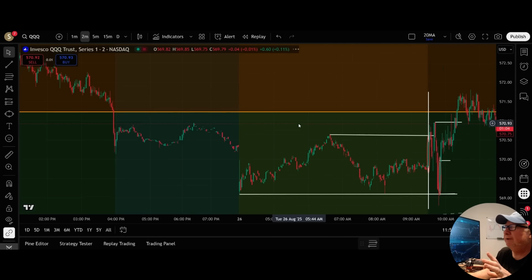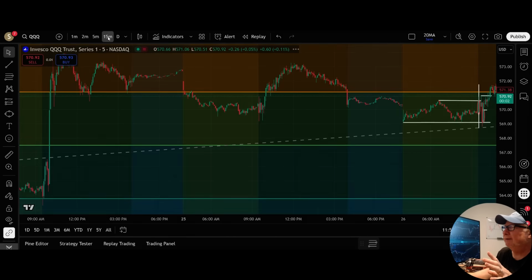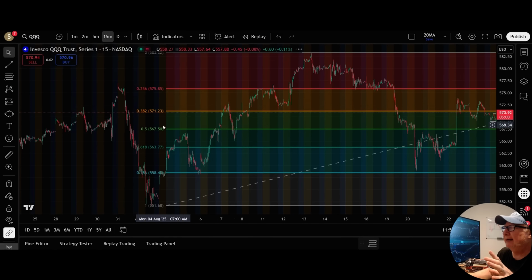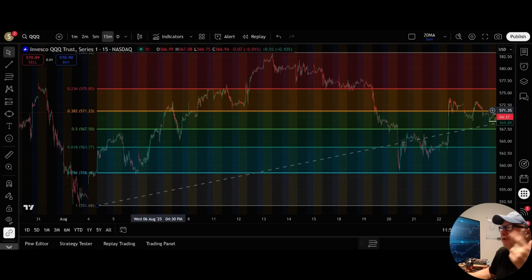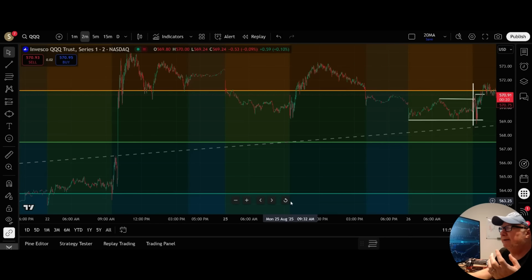I'll pull back. I'm going to flip to some different time frames real quick so you can see exactly. That Fibonacci number is at 571.23. So just call it 571.25. That is now a key number. It was a key number yesterday that I pointed out to my Trade Your Edge group. It's a number you want to have in your mind right now as a magnet for where the Qs is going to go. I'm going back to my 2-minute.